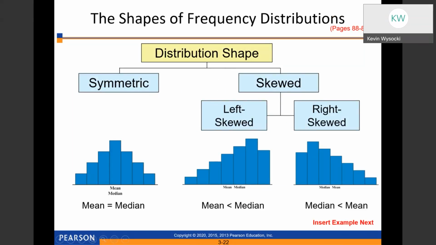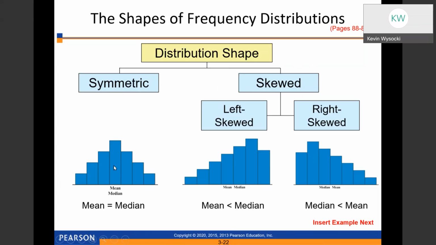This brings us to the shape of different distributions. So there's 3 different classes. We can have what's called symmetric. So that would be given by the histogram on the bottom left. So we have our mean or our median in the middle, and that's where most of our data is.